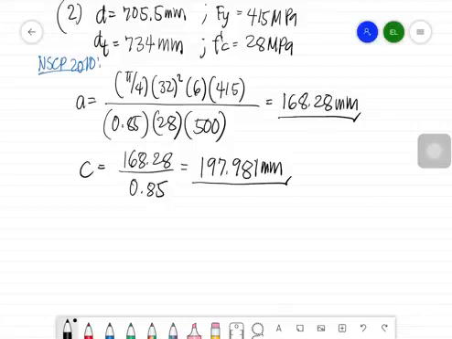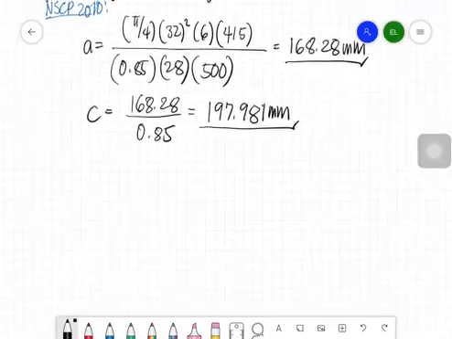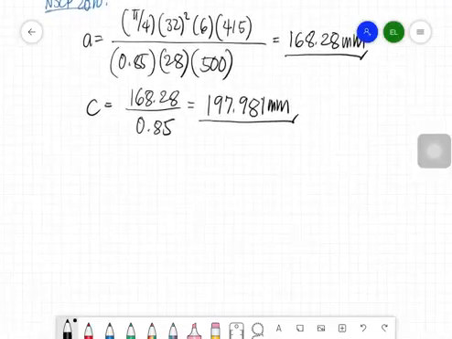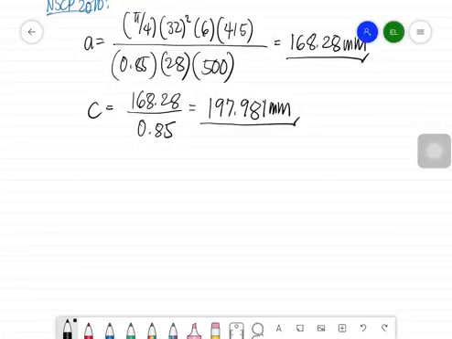So that is c. Again, we assume here, guys, that our bar yields, since we use 415 to solve for a. So we will find out later if it yielded.